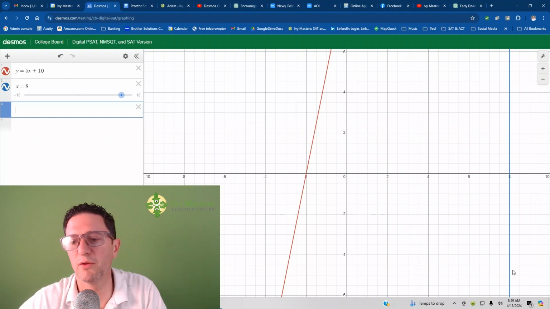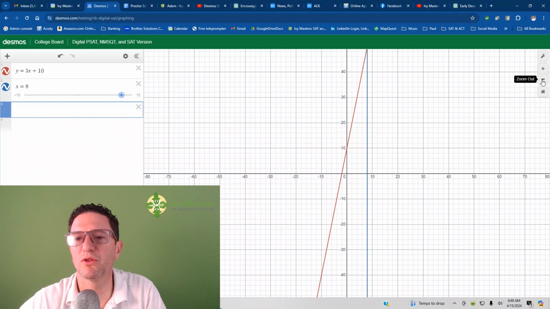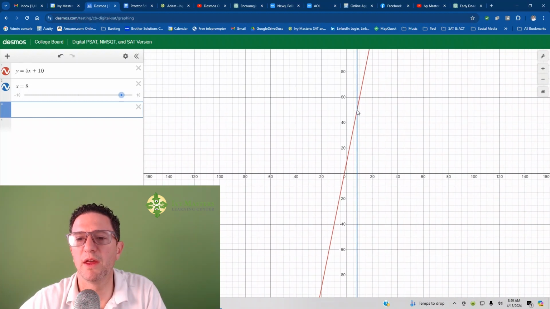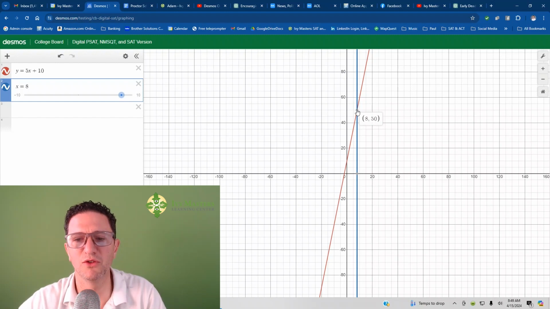So if we go into Desmos, you say y equals 5x plus 10, x equals 8, and then you see a red line over here, I see a blue line over here. You don't see the intersection point. All you've got to do is upper right, hit this minus to zoom out, do it once, twice, 3, 4, and then click on that intersection point. You'll see a gray dot, 8, 50. So once again, it's asking for the y part of your intersection point, which is 50, and you're done.